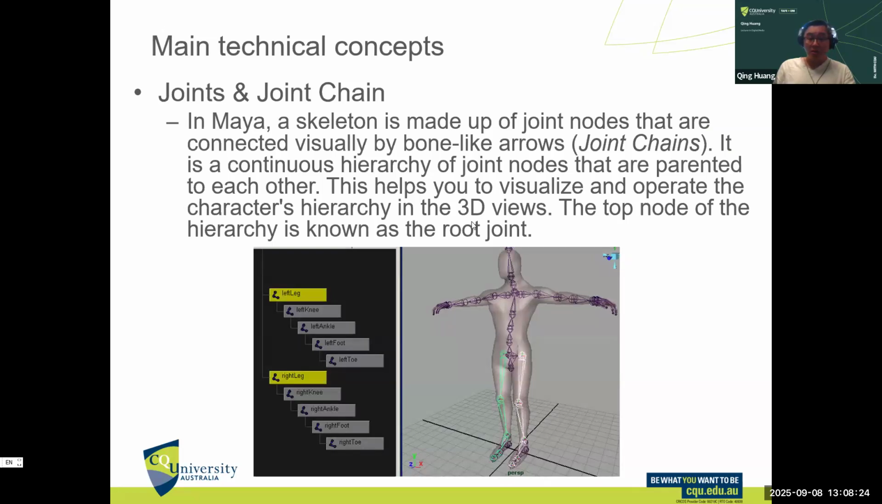So joint and joint chain. In Maya, a skeleton is made of joint nodes. It is represented visually as a ball. On top of that, you have a cone, which represents the direction. The joints are connected visually by a bone-like arrow. It is a continuous hierarchy of joint nodes that are parented to each other.